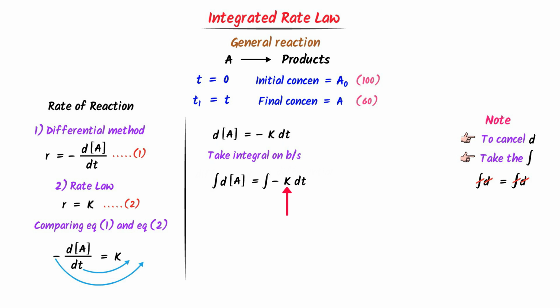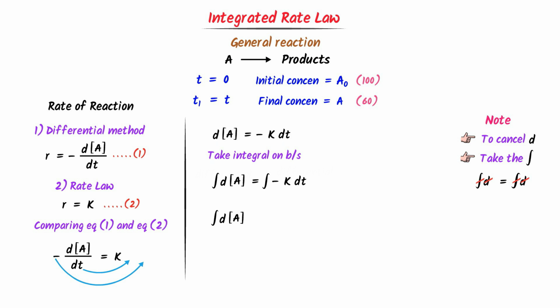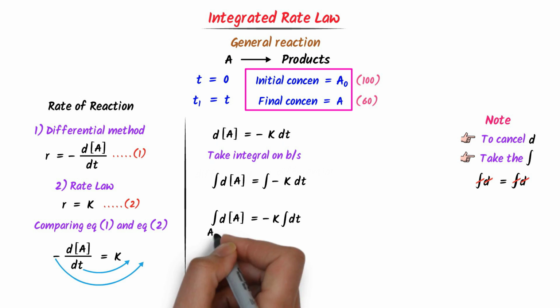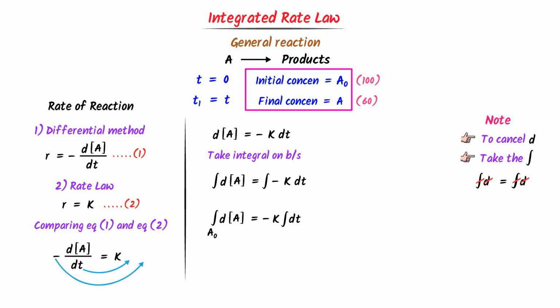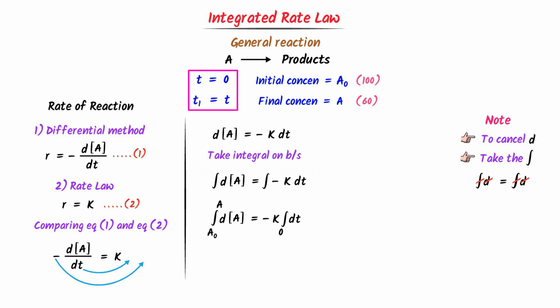Here, this rate constant K has a fixed value. The rule of integration is to write all constants outside it. I write integral d[A] equals minus K integral dt. We know that the concentration of A reactant changes from initial value A0 to final value A. I write the initial value A0 here and the final value A here. Similarly, the time also changes. I write the initial value of time as 0 and the final value of time as t.